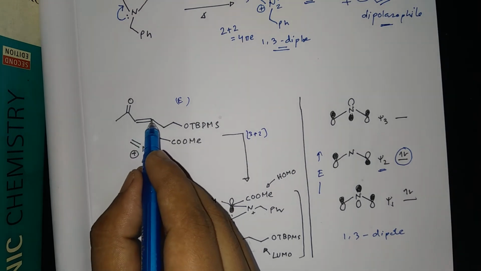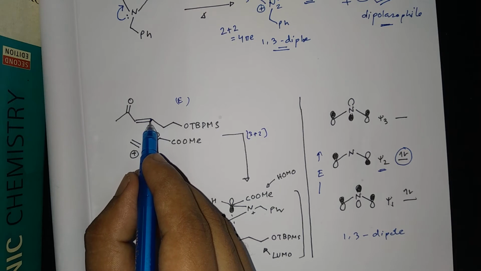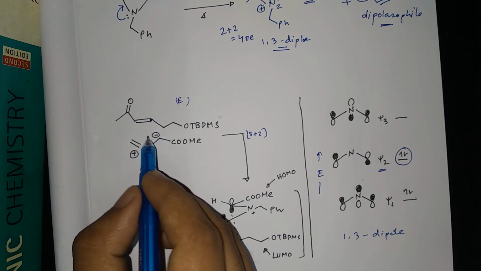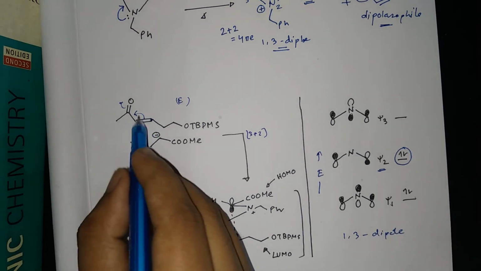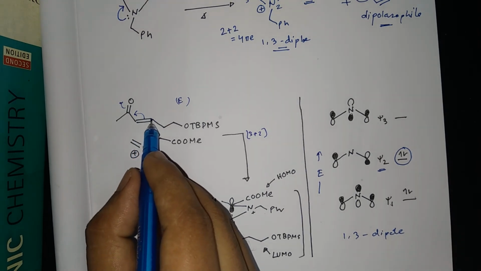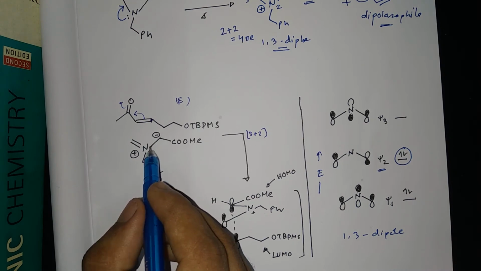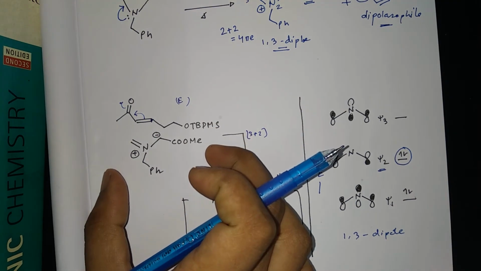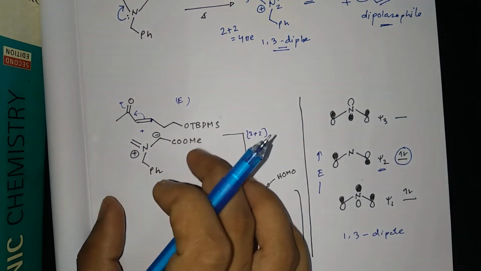So this is the electrophilic end. Because it can take the electron from anywhere and it can go like this. So it is a Michael type of acceptor. So therefore this end will obviously be closer to this nucleophilic end of the 1,3 dipole, and hence this orientation only we have to draw these two materials. Okay, so this is the way of drawing.